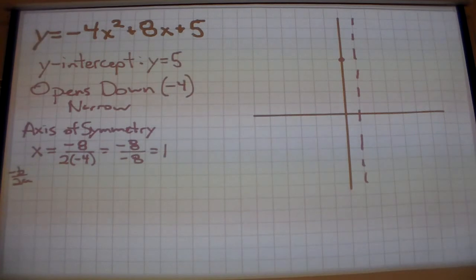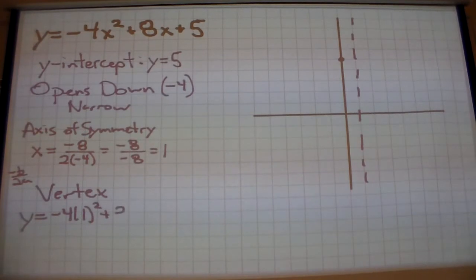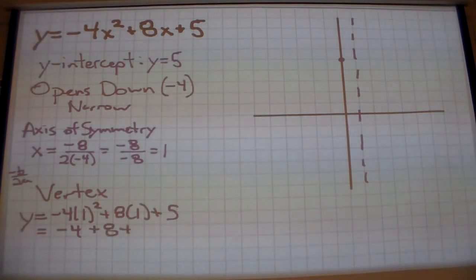Okay, so now to find our vertex, we plug the 1 into our equation. y equals negative 4 times 1 squared plus 8 times 1 plus 5. Negative 4 plus 8 plus 5 is 9. So our vertex, right here, is at (1, 9).